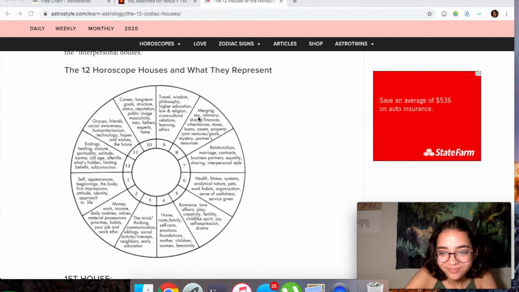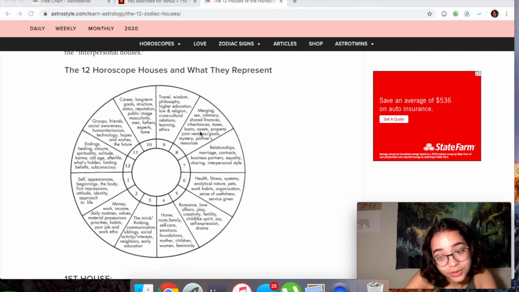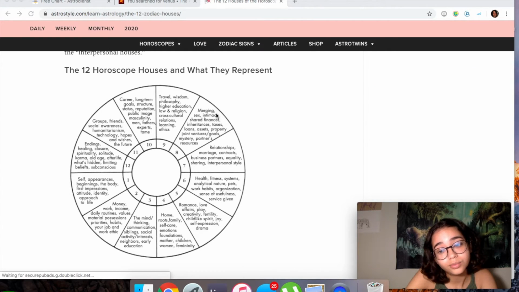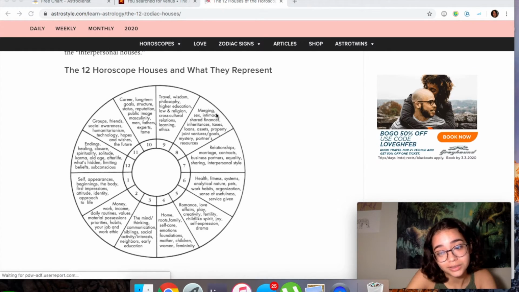So sex makes sense. Scorpio is ruled by Mars. Mars does rule sex. Scorpio is also ruled by Pluto. Pluto represents the dark, what you can't see, what's hidden.